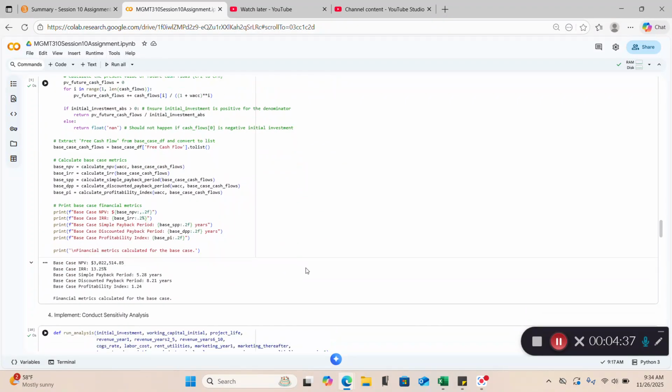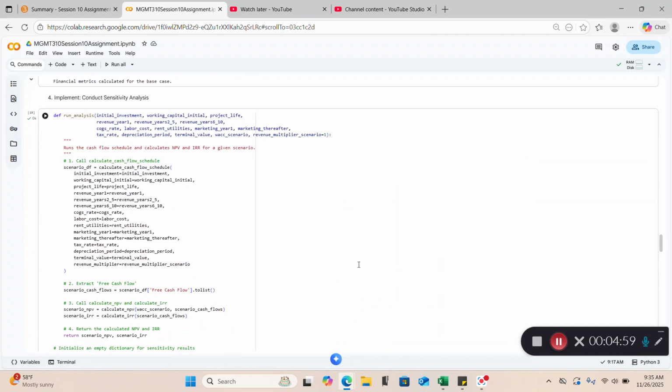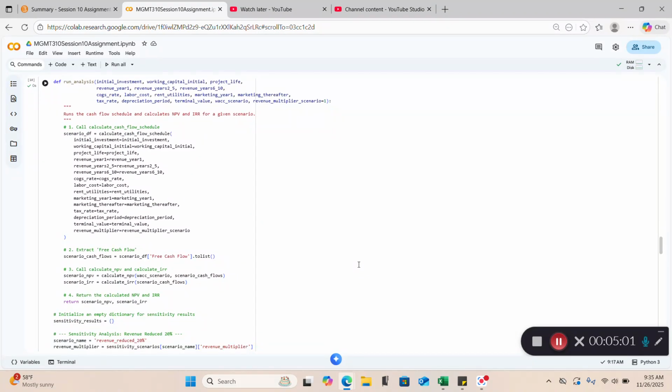So at the end of all this, after we've actually calculated these metrics, we sit with a base case net present value of a little bit over 3 million, a base case IRR of 13.25%, a simple payback period of 5.28 years, a discounted payback period of 8.21 years, and a profitability index of 1.24. After this, we conduct our sensitivity analysis that was required of us from the DRIVER textbook.